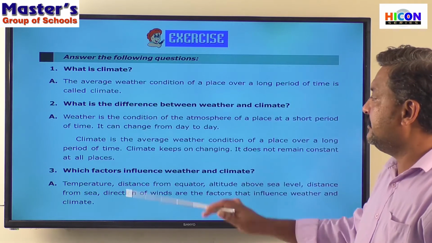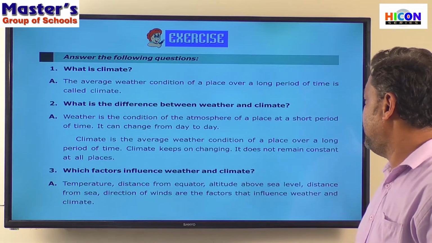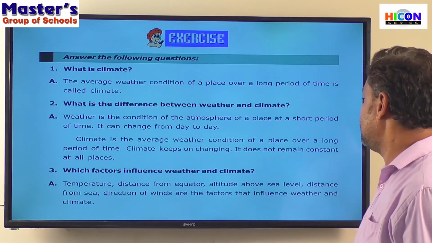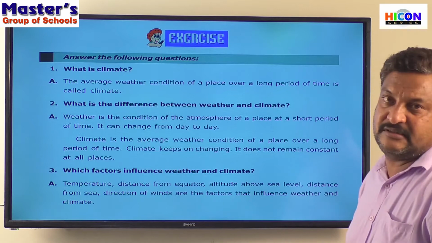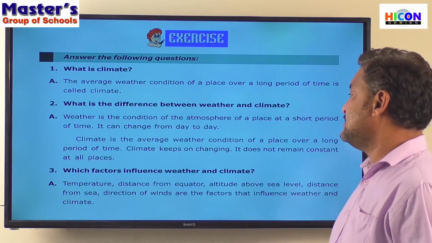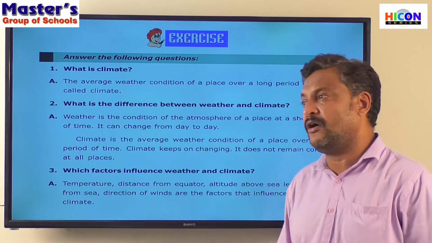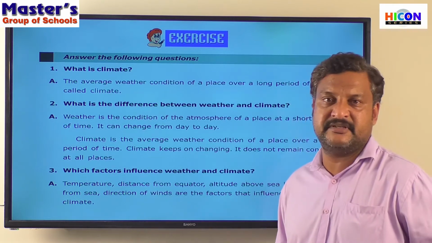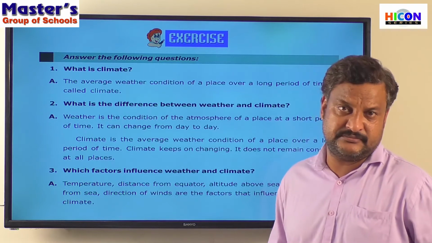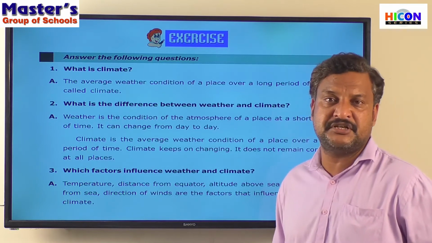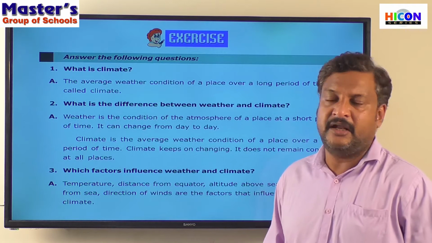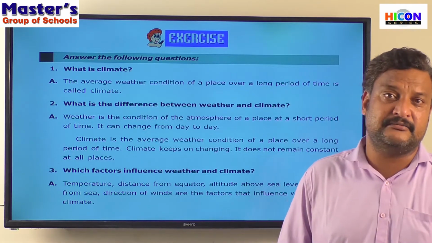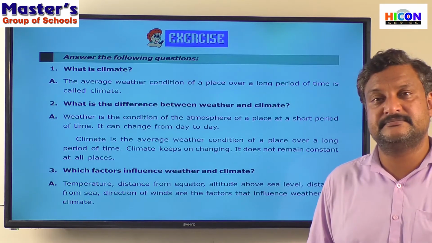Okay. Climate is the average weather condition of a place over a longer period of time. Climate keeps on changing. It does not remain constant at a place. But when it comes to climate, it's the average weather conditions over a period of time. Say for 3 months, we say it will be very hot. The climate is changing into hot. And before the rainy season, after 3 months, we say now it's going to change again. There are changes in the climate.